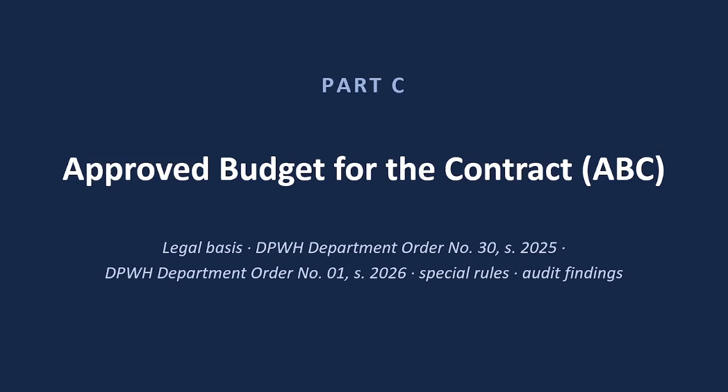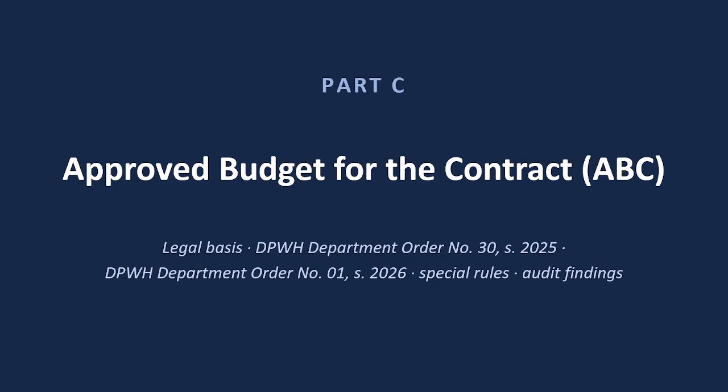This is the third and final video in this series on procurement planning and budgeting. In this video, we focus on the approved budget for the contract, known by its short form, ABC. The Project Procurement Management Plan and the Annual Procurement Plan were covered in the two previous videos. This video is especially connected to market scoping, which we covered in a separate video of its own.